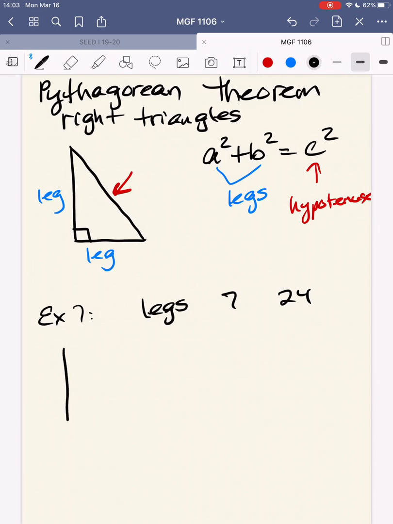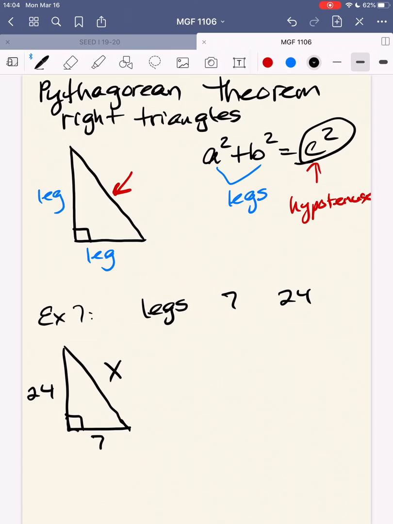Which means if I were to draw this, and draw my 90-degree angle, one of them is 7, one is 24, and they must be right next to my right angle. They have to be those pieces. And I'm looking for this piece here. Now it's up to you whether you want to continue to call the hypotenuse c or not. I just use x. You can use c, you can use whatever you would like. If you want to keep the letters the same, fine.